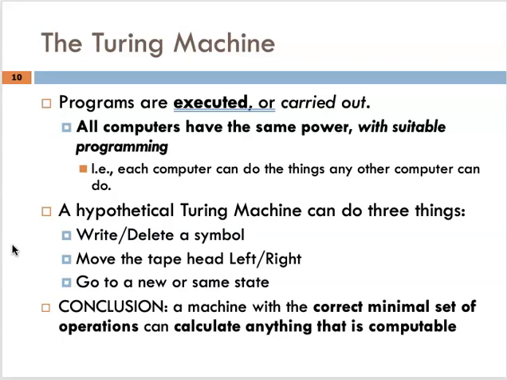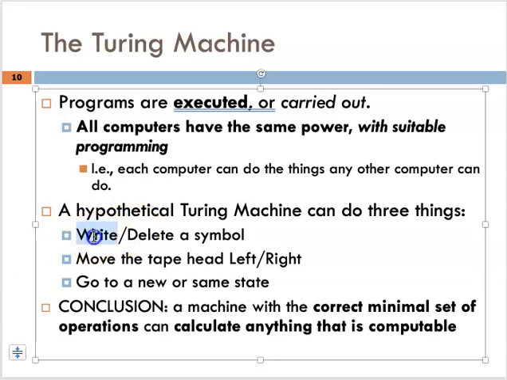Then they can all do it, and we call such a computer Turing complete. A Turing machine is a very simple machine, right? All that the Turing machine does is three things. It can write and delete a symbol. And remember, it was this ticker tape with a little head that could move back and forth on it, and then that head could write or delete a symbol, and you could move the tape head left or right on this ticker tape.